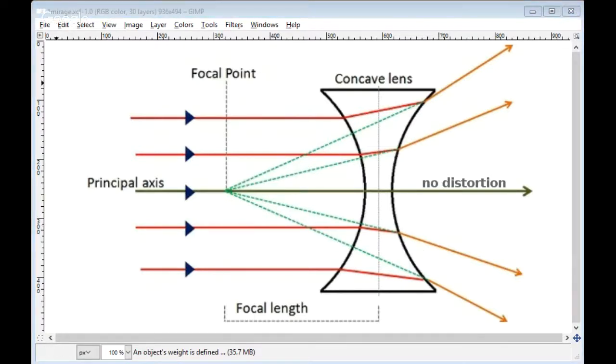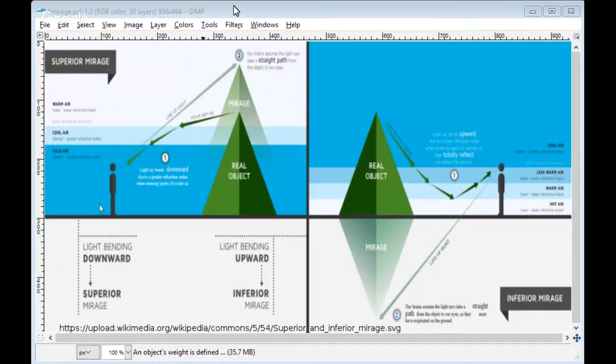So now let's look at the different types of mirages. We have a superior mirage on the left, an inferior mirage on the right. Superior means above where it's supposed to be. Inferior means below where it's supposed to be. Okay, and they tell you here, look, if the light is being bent downward, regardless of whether you understand why, if the light is being bent downward toward you, that will result in a superior mirage. Conversely, if the light is being bent up to your eyesight, that will result in an inferior mirage. Okay, so those are the two main types.